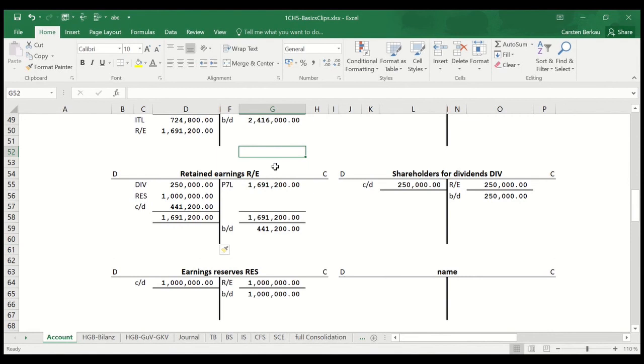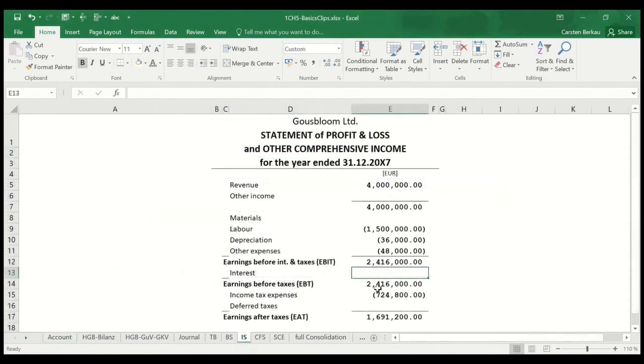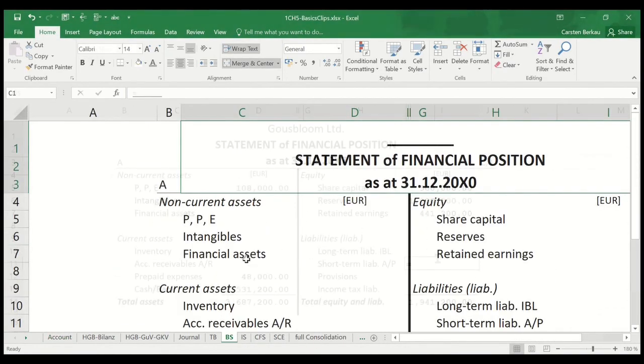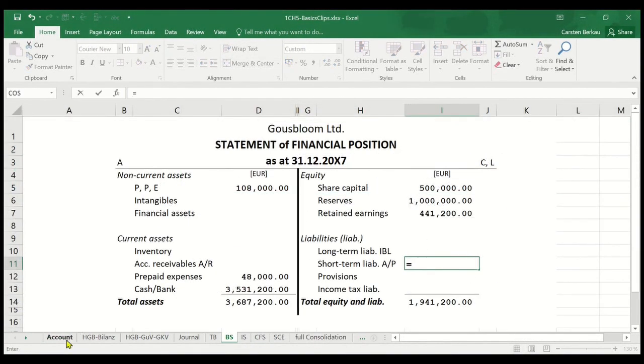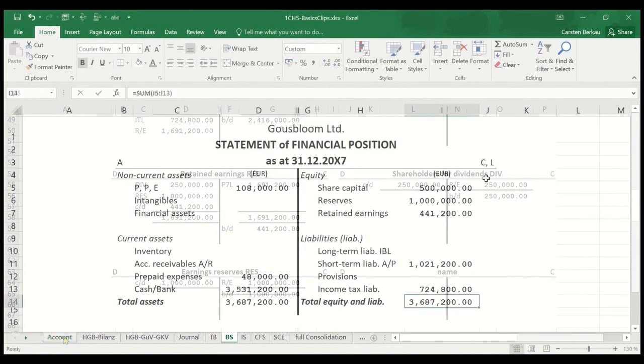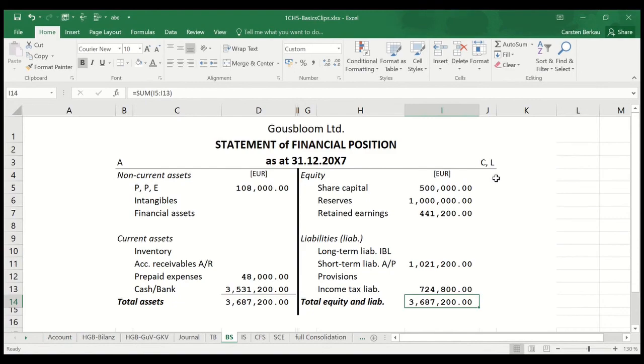After the recording of the adjustments, we can prepare the income statement and the balance sheet. The short-term liabilities contain the output VAT as well as the dividend. Now that you have seen the video, take the textbook and study the case.